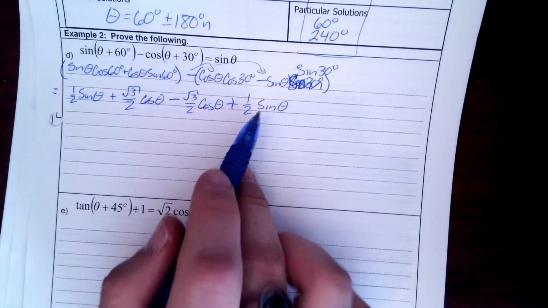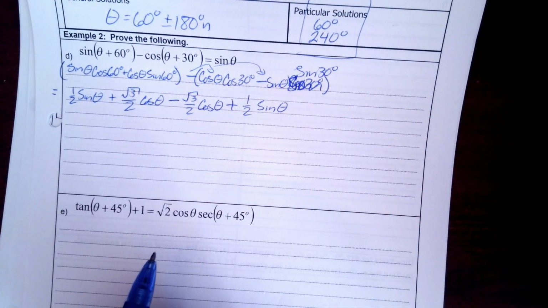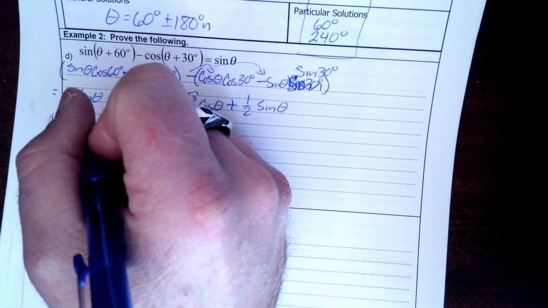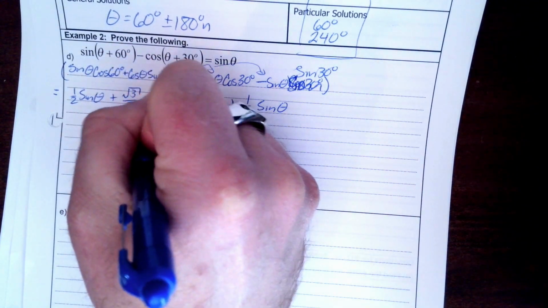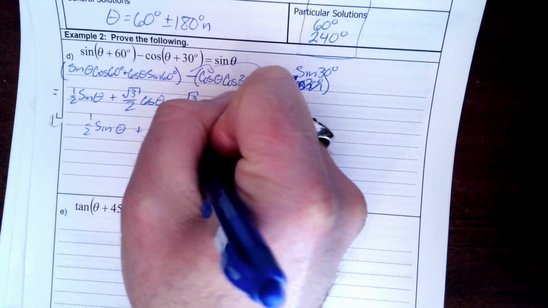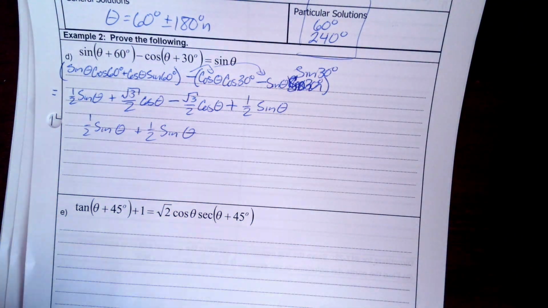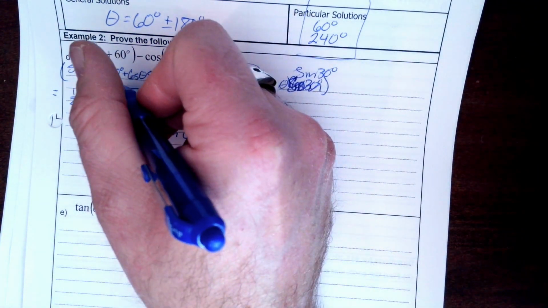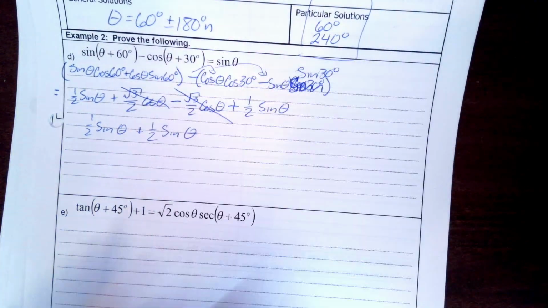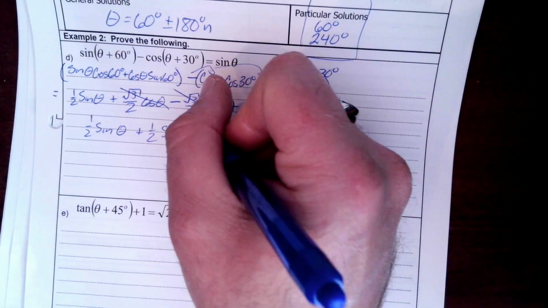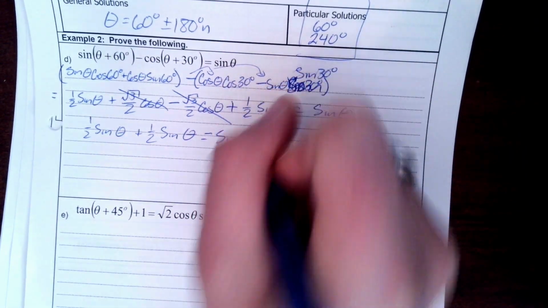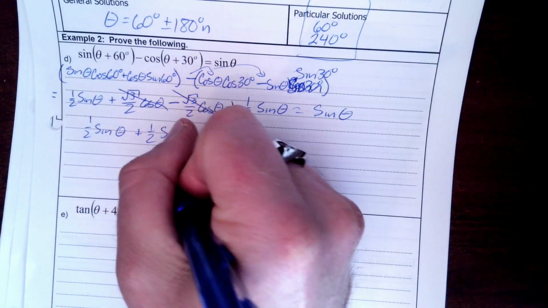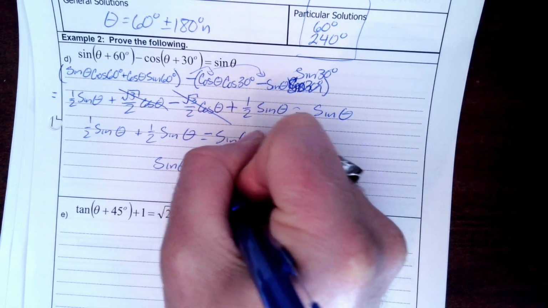So half the sine of theta plus half the sine of theta we'll put right next to each other. And we won't do anything with the cosines because the root 3 over 2 of the cosine minus the root 3 over 2 of the cosine cancels each other out. All of this is supposed to equal the sine of theta. A half of something plus a half of something equals the whole thing, so the sine of theta equals itself.